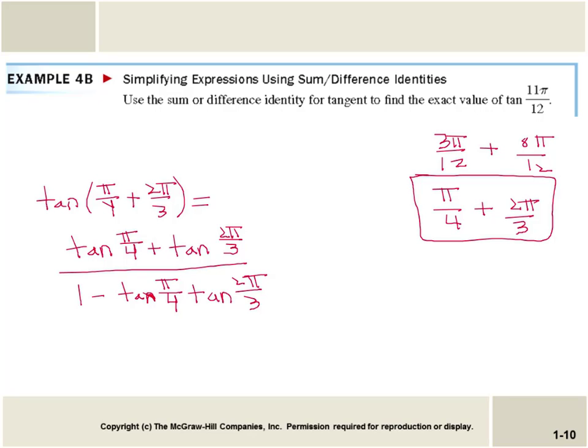Okay, so tangent of pi over 4 is 1. Now, what's the tangent of 2 pi over 3? That's a little harder, right? So, here, let's do it up here. So what's the sine of 2 pi over 3?